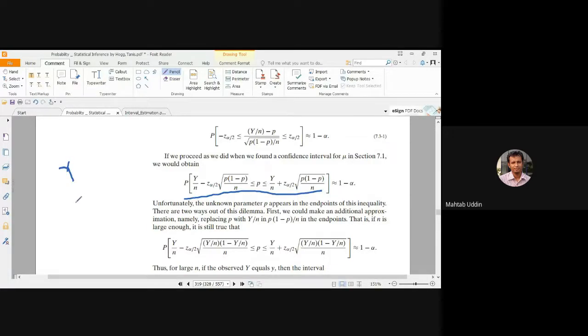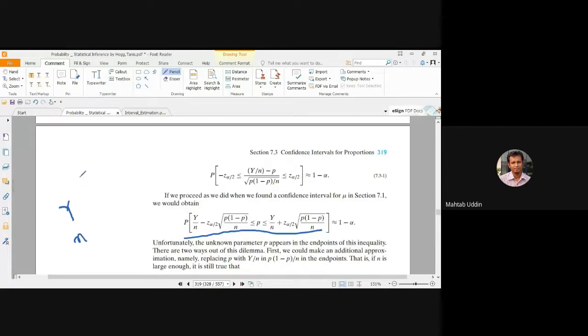Actually, there will be a population, but all of them are not involved in our work. Then there will be many people, but not everyone will be involved in our work. So only we will take those who are involved in our work.